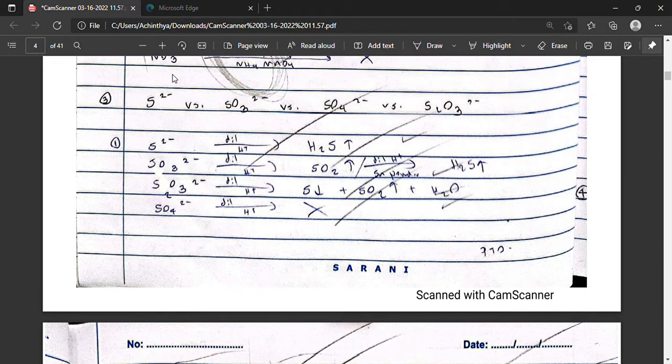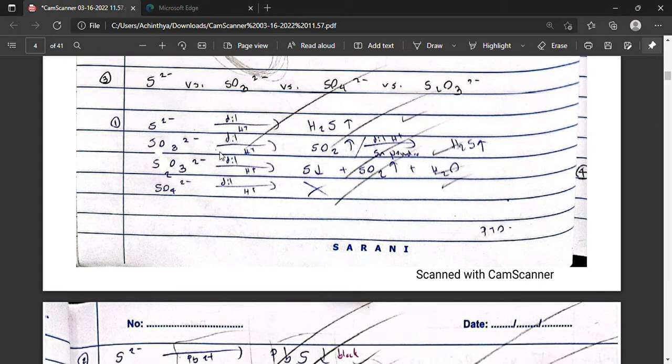Now let's differentiate between the sulphide, sulphite, sulphate and thiosulphate solutions. If we were to add dilute acid into all these solutions separately, the sulphide ion solution will evolve hydrogen sulfide gas, and we can identify this using different means. The sulphite ion solution will evolve sulfur dioxide gas. There are means of differentiating these two, and then we can differentiate these two likewise.